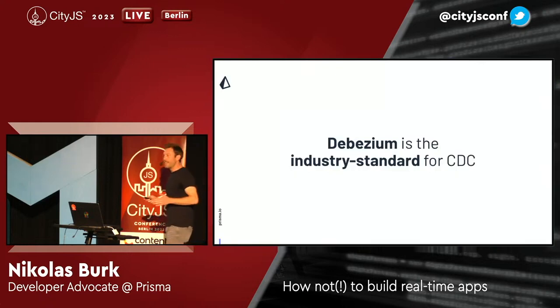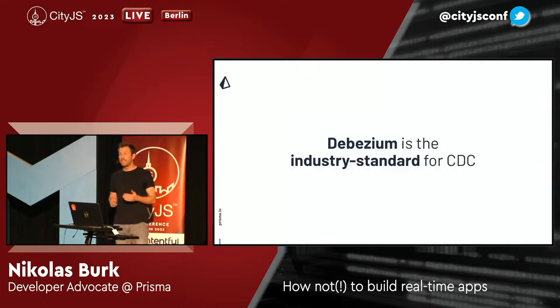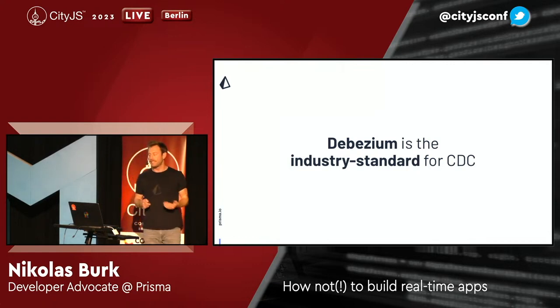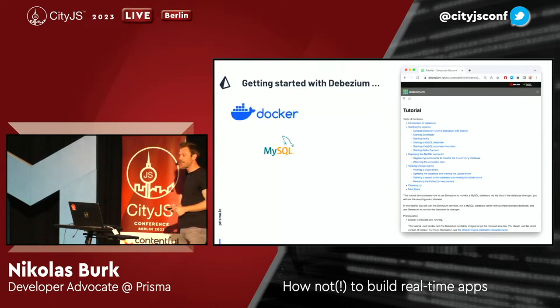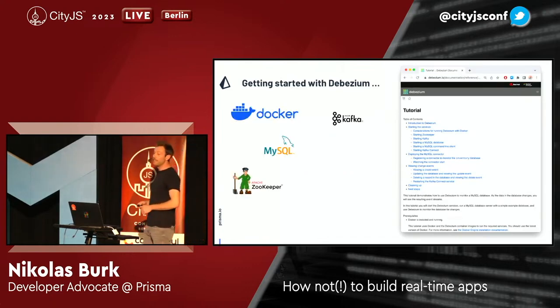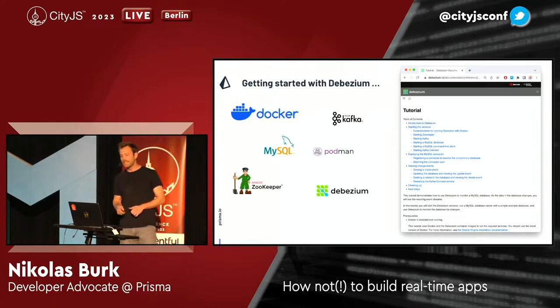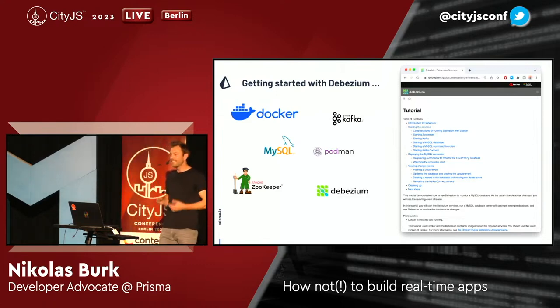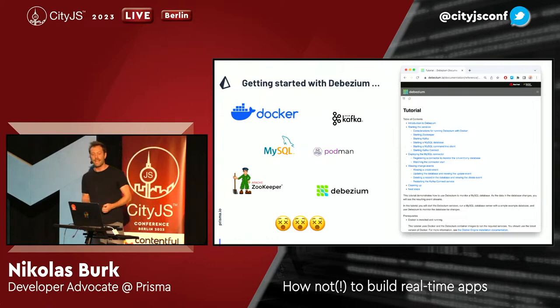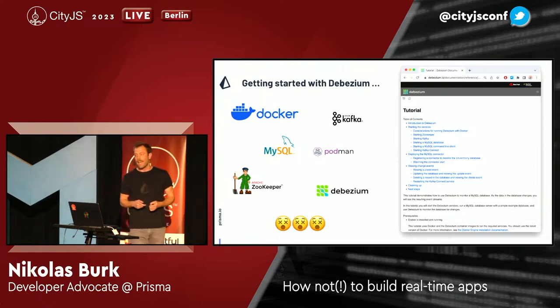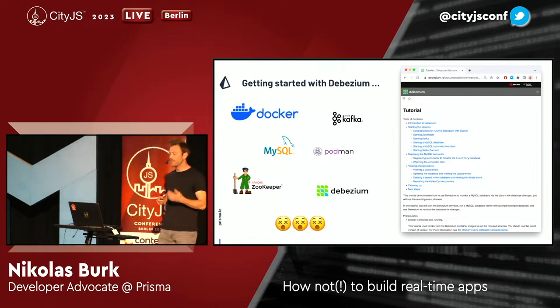The folks at Red Hat built a tool called Debezium, and Debezium really is the industry standard to implement change data capture, CDC. And this is the getting started tutorial for Debezium. It uses Docker, MySQL, Kafka, Apache Zookeeper, Podman, and Debezium, and you have to set all of this up, and this is very, very complicated. So Debezium isn't a lot easier than just CDC itself. It still is a lot of operational overhead. It still is a lot of maintenance. And if you're just a small team or if you just want to save the work, then this is also not the approach you want to take.